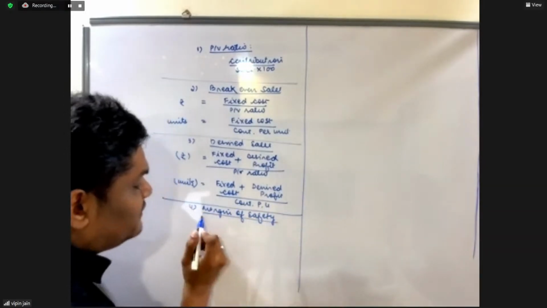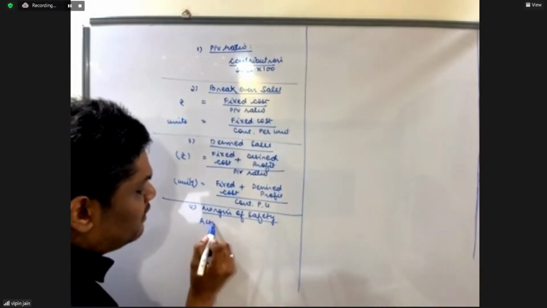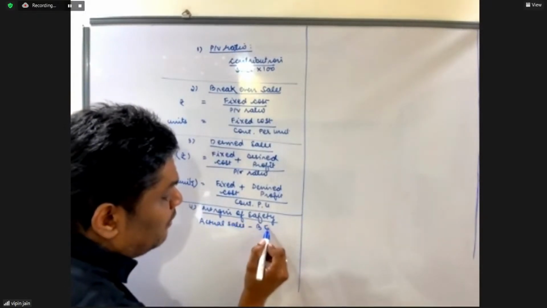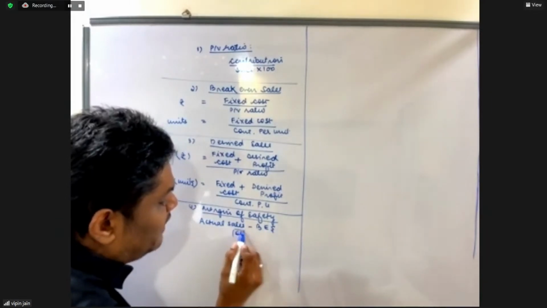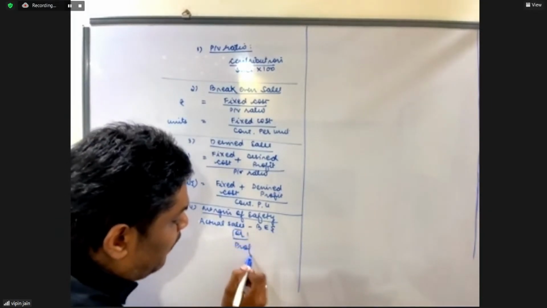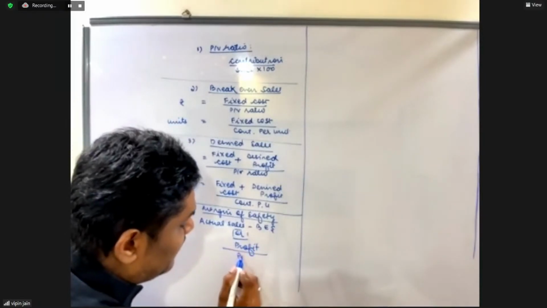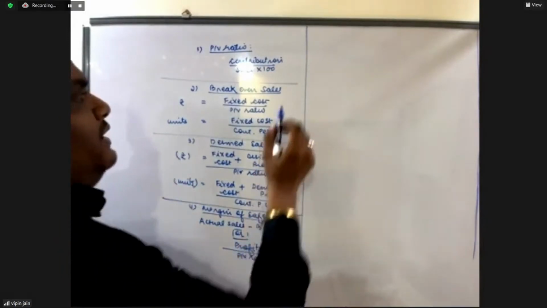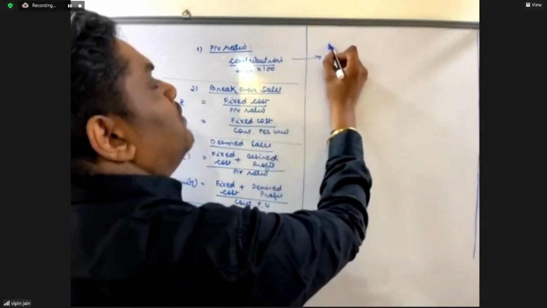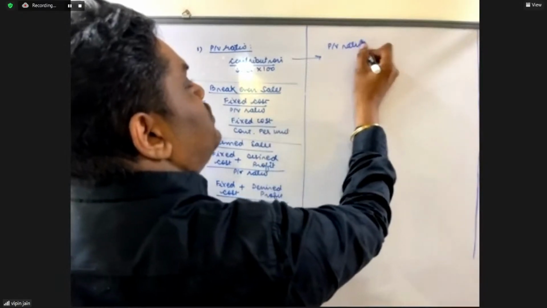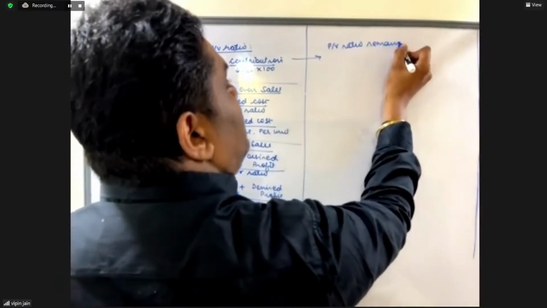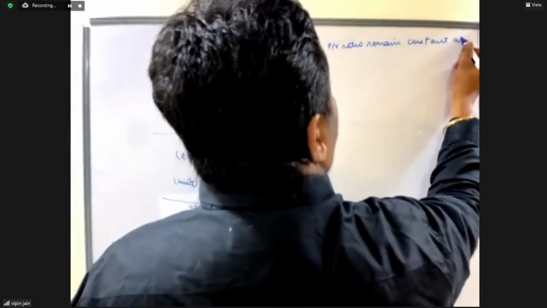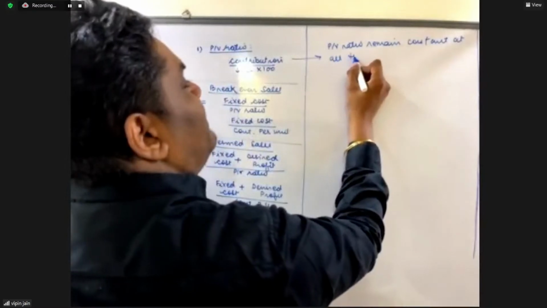When talking about margin of safety, very simple. The formula is actual sales minus break-even sales, or we can say profit divided by PV ratio. Further, PV ratio remains constant at all levels of sales.